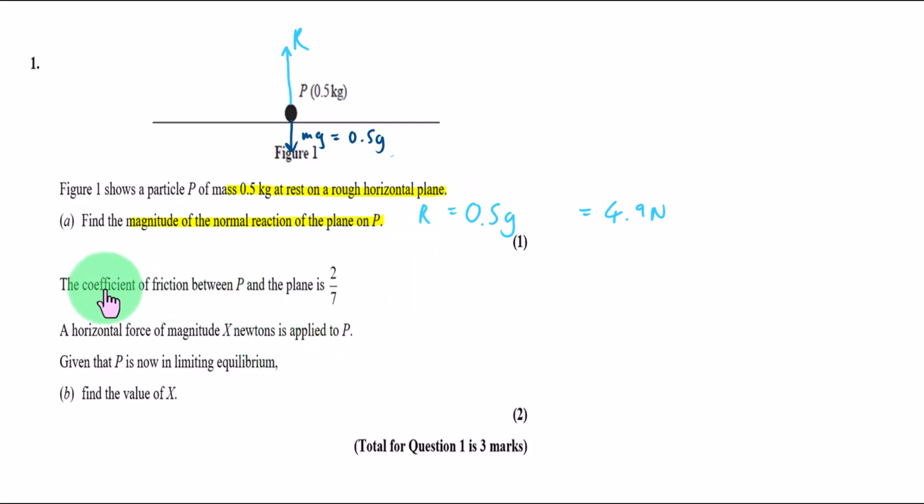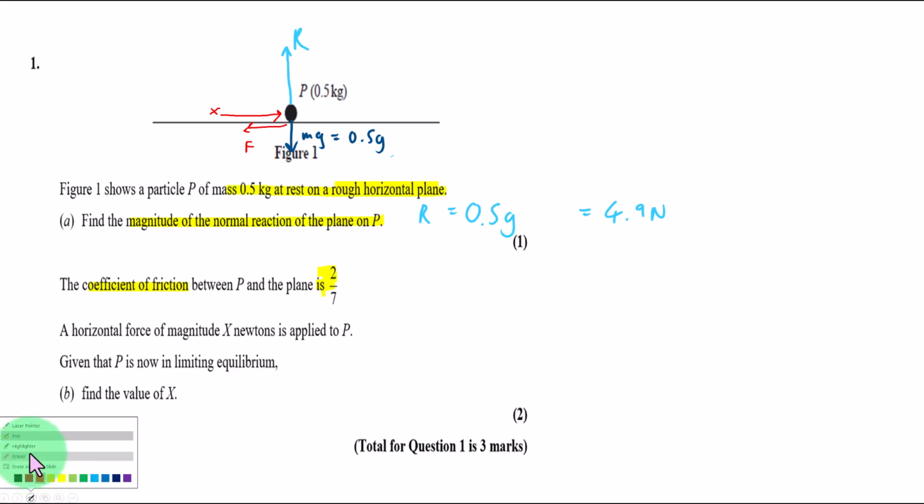Now we have a coefficient of friction, that's because it's a rough plane, and it's 2/7. They're saying a horizontal force of magnitude X is applied. That means we're going to have a F max friction acting against it. It's applied to P, but it says given that P is now in limiting equilibrium, that means it's not moving. Find the value of X.